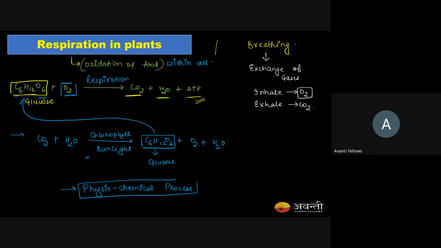So ma'am, what have we done? What is respiration? Respiration is the oxidation of food within the cell. Why are we doing oxidation? Because by oxidation of food, we will get ATP. And from where are we making this food? We are synthesizing food by the process of photosynthesis. Done?